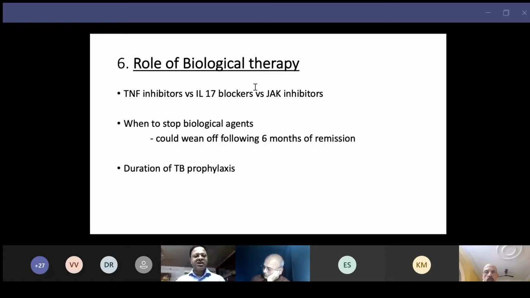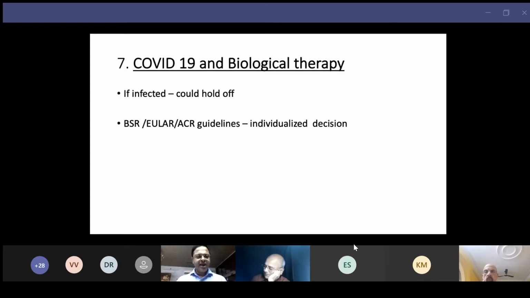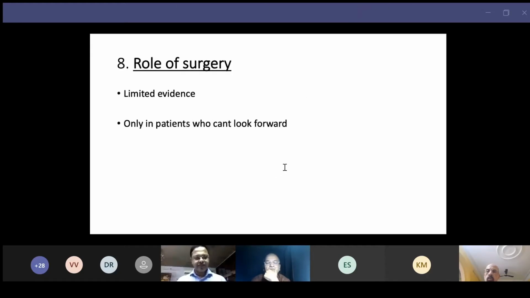I'm not discussing the role of biological treatment because Dr. Chowdhury is going to deal with that. Again, in the COVID scenario, it's quite a challenge whether to use or not use biological treatment. If you look at the BSR, EULAR, ACR guidelines, it's advised to continue the treatment at this point because if the patient has active disease, that needs to be controlled first. But if they have an active infection, you can stop or defer the treatment for a few weeks. But again, that has to be individualized.